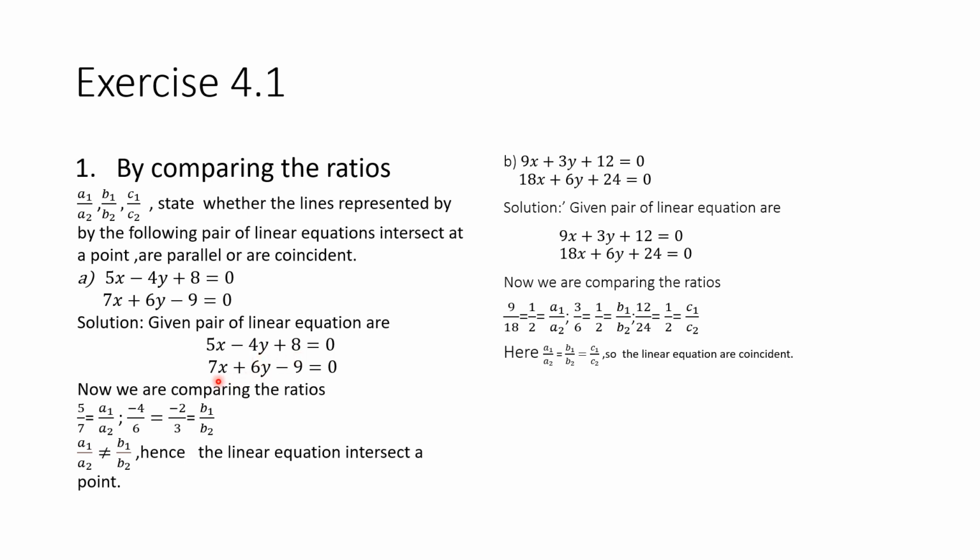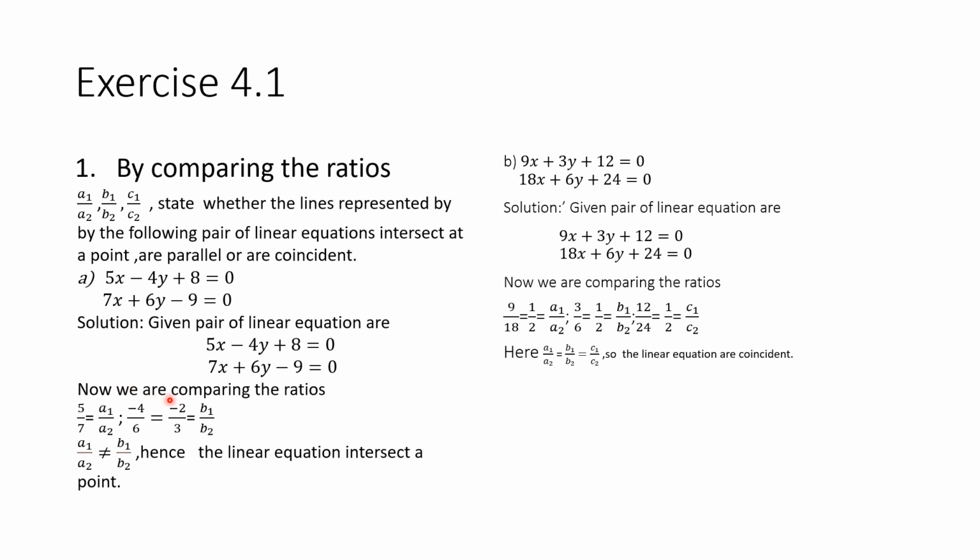The second equation is in the form a2x plus b2y plus c2 is equal to 0. Here a2 is 7, b2 is 6 and c2 is minus 9. We have to take the signs also. We should not leave out the signs, whether it is plus or minus. If it is minus, we have to be more careful.